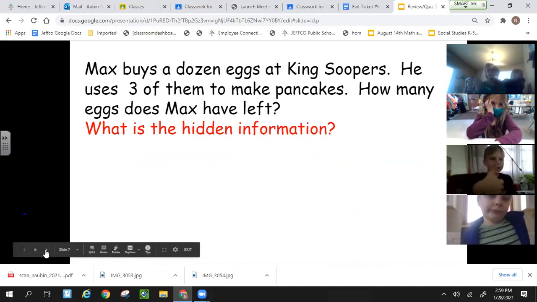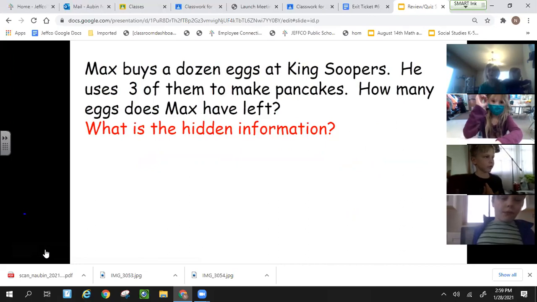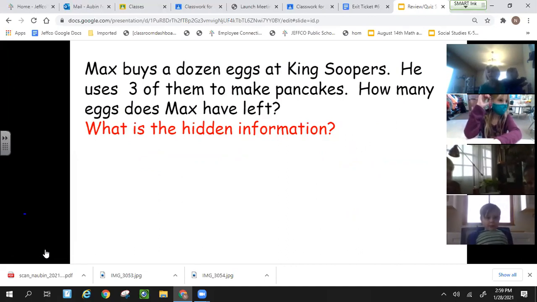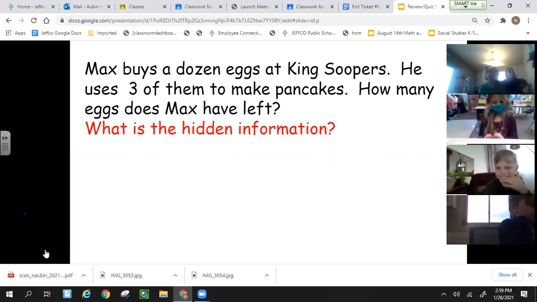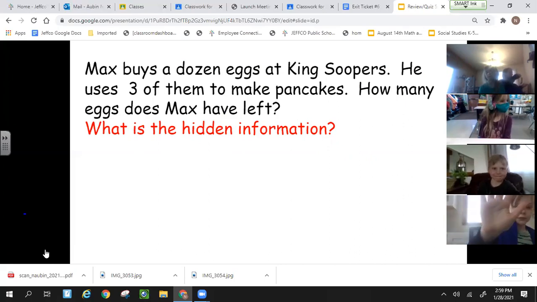This is just from yesterday and from our exit ticket. Max, hello, I have 2 Maxes. Max buys a dozen eggs at King Soopers. He uses 3 of them to make pancakes. How many eggs does Max have left? First, you got to tell me what the hidden information is. Then you get to solve it. Write your answer on your board and hold it up.